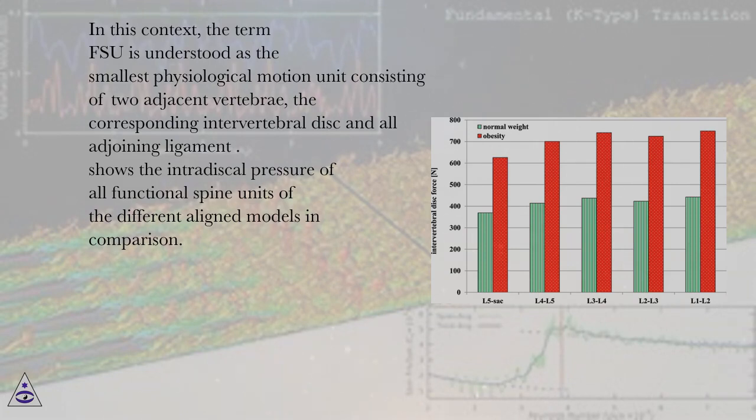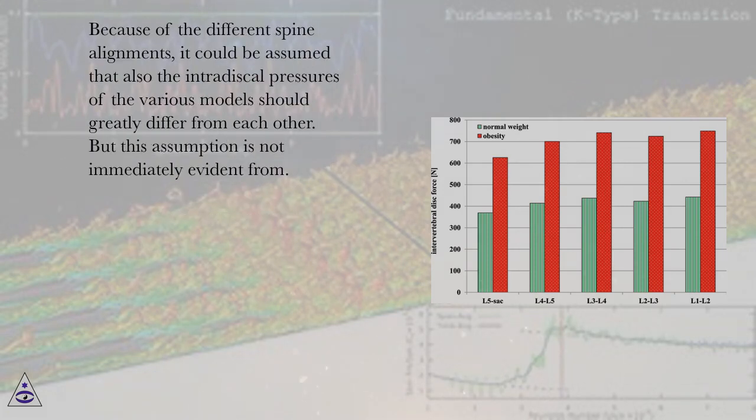Shows the intradiscal pressure of all functional spine units of the different aligned models in comparison. Because of the different spine alignments, it could be assumed that also the intradiscal pressures of the various models should greatly differ from each other. But this assumption is not immediately evident from the figure.